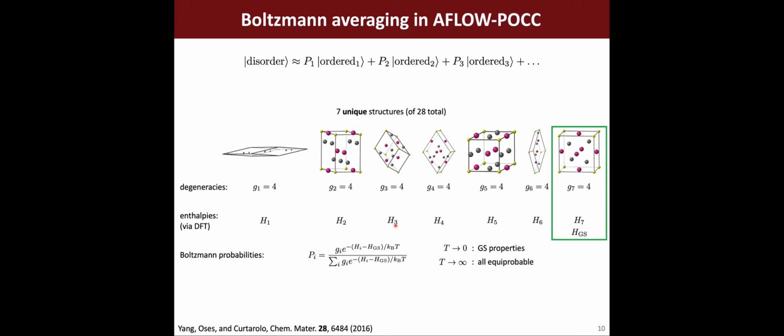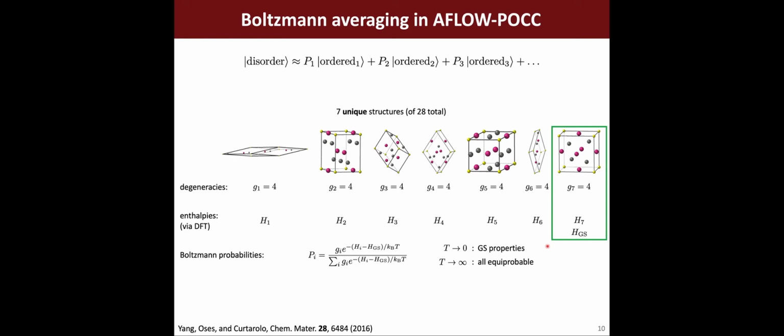Let's look at some of the extremes here. If T is very close to 0, then the probabilities of all 7 of these structures is going to be practically 0 except for the ground state. So the averaging is going to be heavily skewed to the ground state structure, which is exactly what we expect when we have low temperature, the ground state structures dominate. So the properties of the disordered material are going to be heavily weighted on the ground state structure.